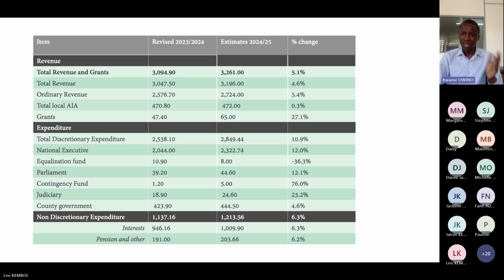We have the equalization fund, which was cut down after the supplementary budgets from 10 billion shillings to 8. So the equalization fund goes down. Parliament's share was supposed to go up from 39 to 44, 12.5. Obviously, after the finance bill failed to pass, this was truncated back down to barely about, I think, 3 or 4% up. The contingency fund went up from 1.2 billion to 5 billion, remained at that level, but you can go and see that it went up by 76%.